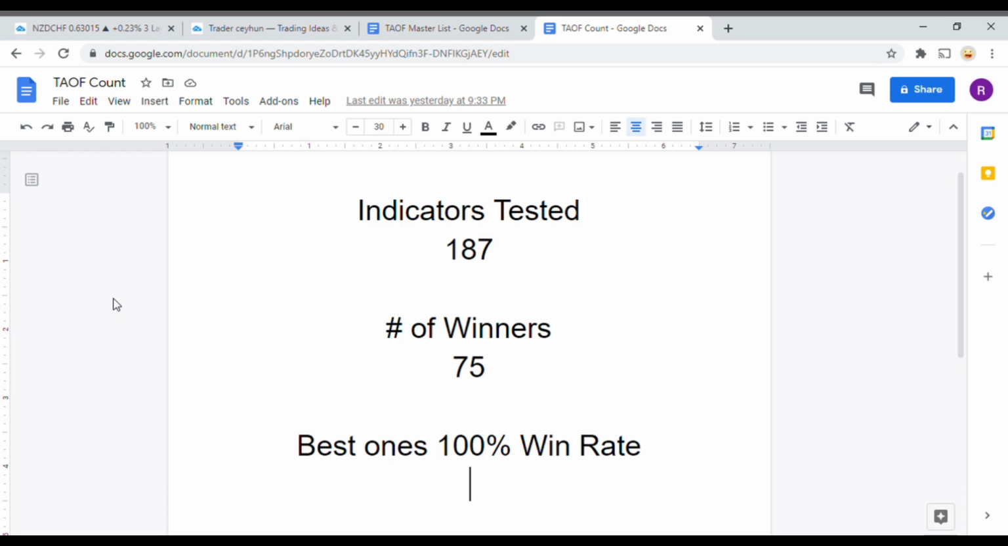So to date, we have tested 187 indicators. And out of those 187 indicators, 75 of them have been winners, which means that they have met or exceeded the 60% win-loss ratio threshold that we have set for them. The best ones so far were able to achieve a 100% win rate.